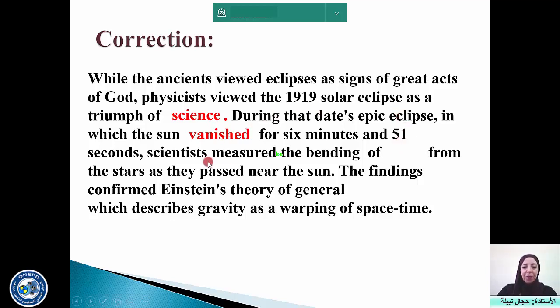For 6 minutes and 51 seconds, scientists measured the bending of what? The bending of light from the stars, okay? From the stars as they passed near the sun. The findings, the results, confirmed Einstein's theory of general relativity. Okay, this is the theory of Einstein, which describes gravity as a warping of space-time. That's all.